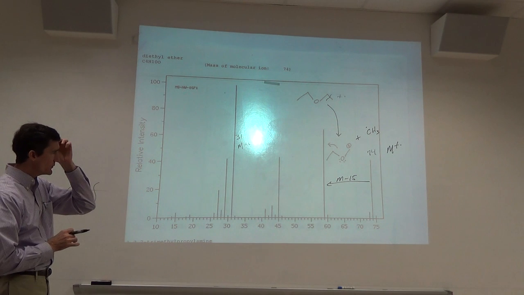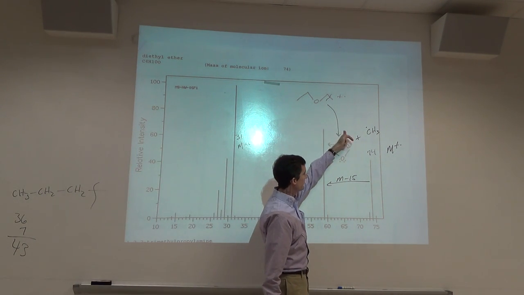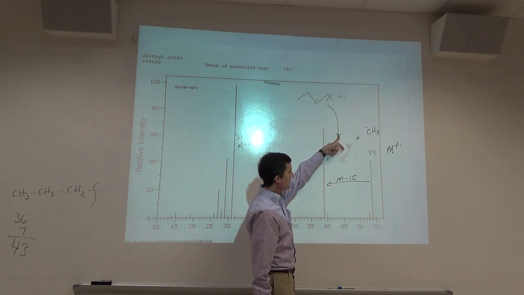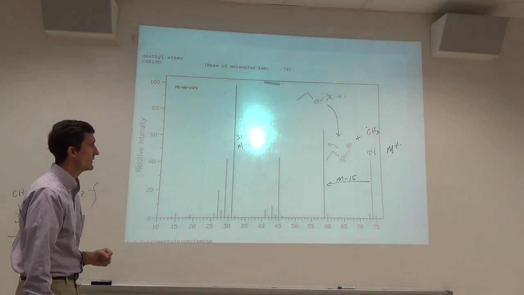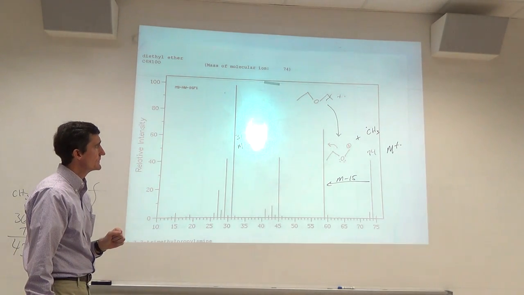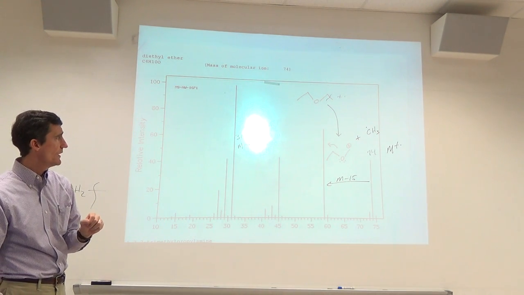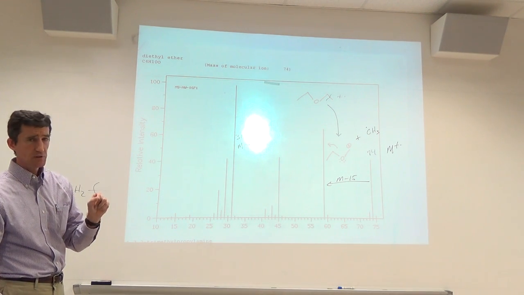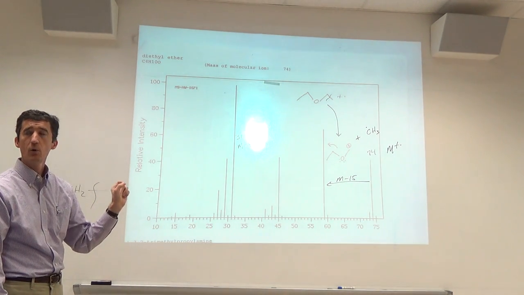Hold on, before we go any further, let's look back over here. Why did this cleave here to give this cation? This is a very common cleavage that we're going to call alpha cleavage. What is alpha cleavage? Here's what alpha cleavage is. It's where you cleave to give a cation next to a lone pair or a pi bond.